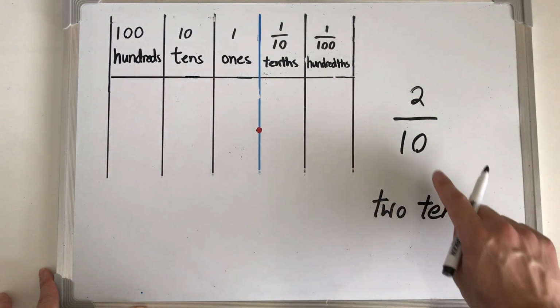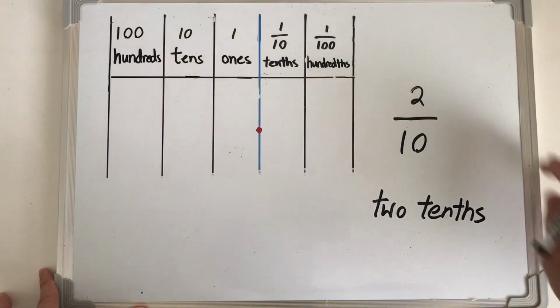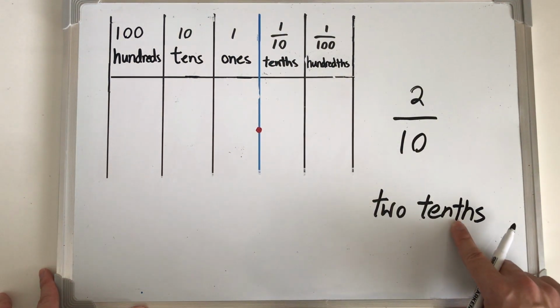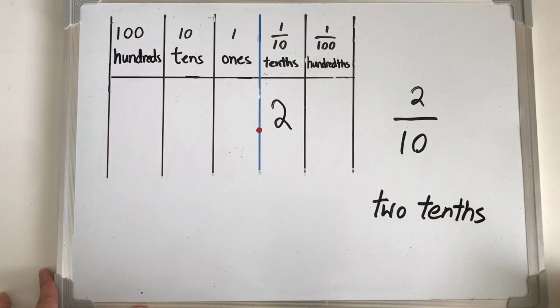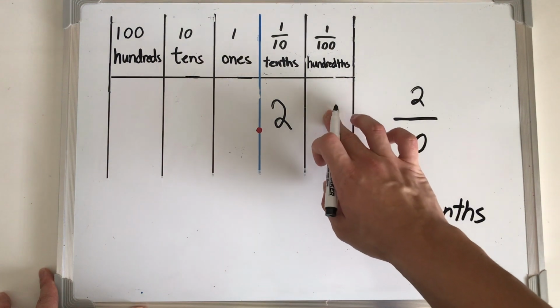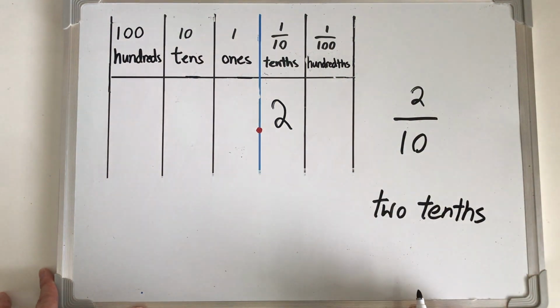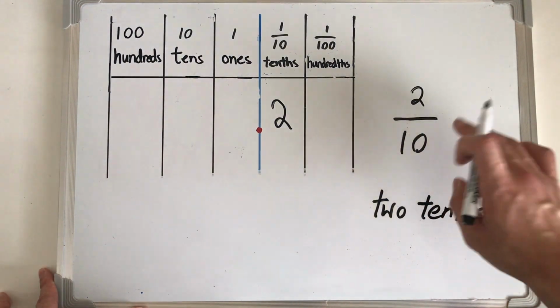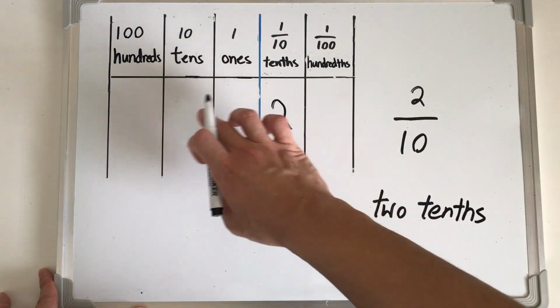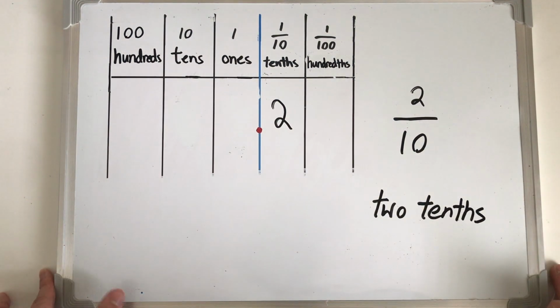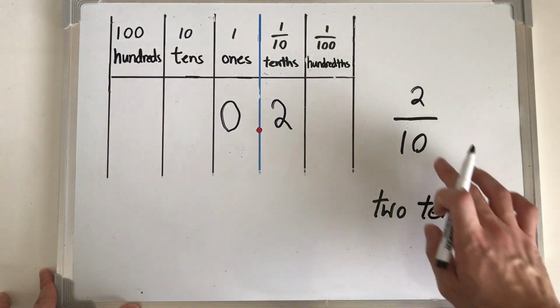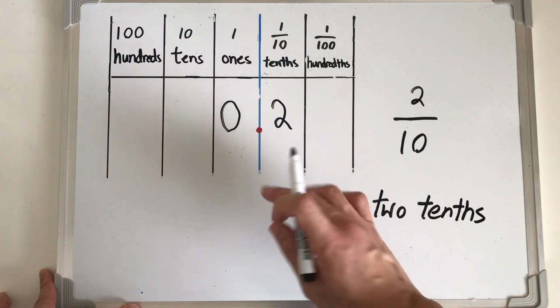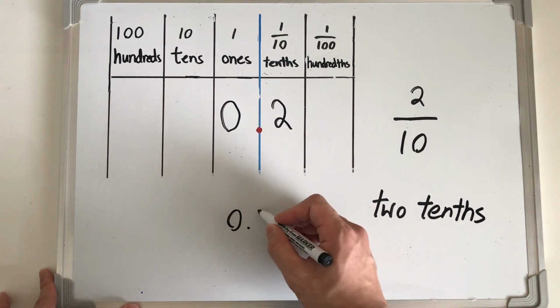So let's just think about how many of these tenths do we have? Well, we just said there are 2 tenths. So I'm just going to put the number 2 in the tenths column. And do we have anything after in the hundredths column? I don't think so. And we know that this number is less than 1. So should we have anything in these 3 columns? I don't think so. So we can just put a 0 here. So 2 tenths in decimal form is actually just 0.2.